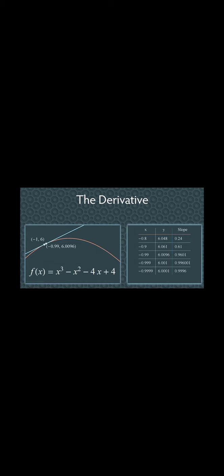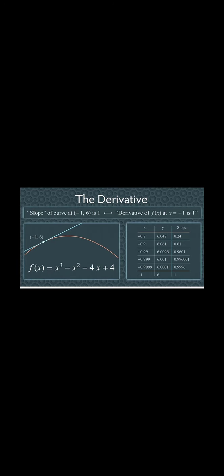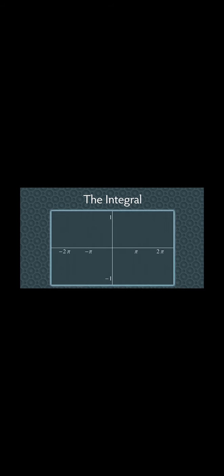We call this number the derivative of f of x at the point where x equals -1. This is the slope of the tangent line at the point (-1, 6). In calculus, you will learn how to find a function that will give you the slope of any tangent line to the graph. This function is also called the derivative. So, next, let's take a look at the integral.